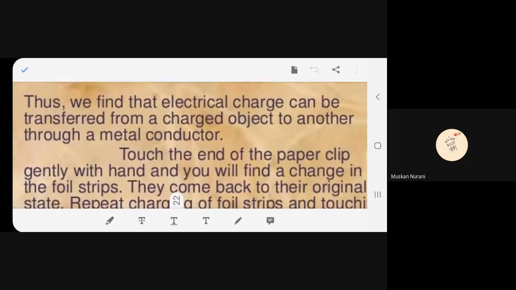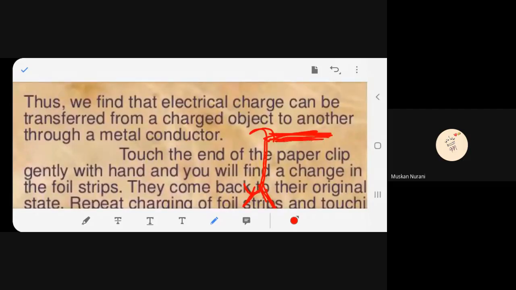Okay. So what we see is that electric charge is transferring from a charged object to another through a metal conductor. What we observe: the refill was charged. From there, it goes to the paper clip, and from the paper clip, it is going to the metal, that is aluminum foil. So there's a transfer of charge from the refill to the paper clip to the aluminum foil. Is it clear? So how did it happen?